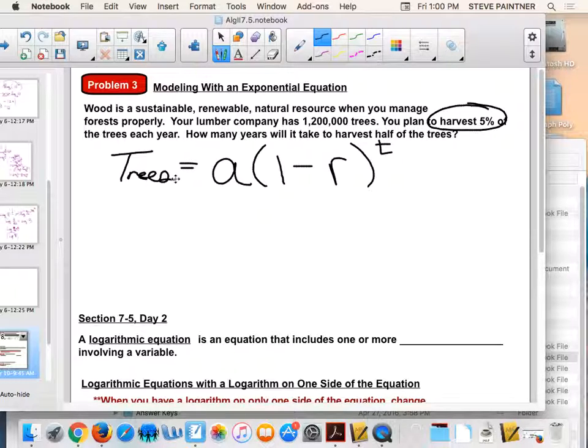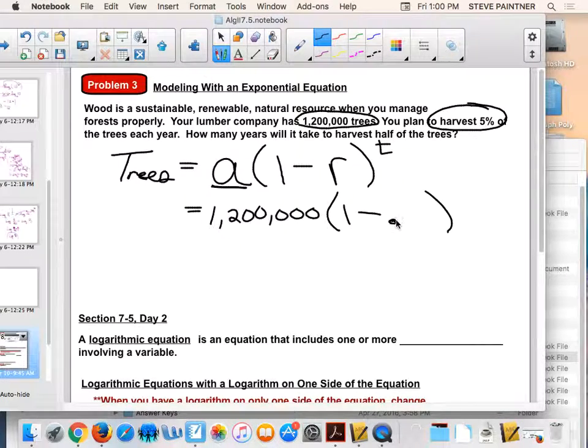Okay. What will we start with? How many trees do I have? 1,200,000 trees. Okay. And then times 1 minus the harvest rate. We're taking away what? 5%. How many years? So we don't know the years, that'd be T.